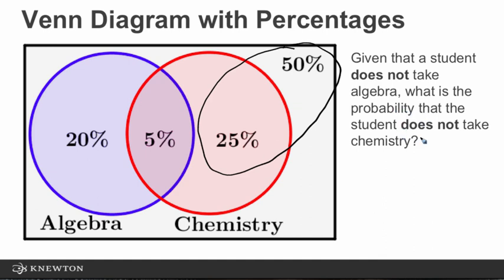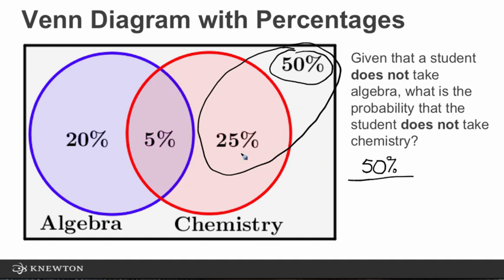We want to know the probability that the student does not take chemistry. Well, the 25% here are the people who took chemistry. The 50% up here are the people that did not take chemistry from within that sample space. Now you have to be careful here because you might be tempted to just put 50% because that's a percentage, that's a probability. But remember that we have a limited sample space here. Our sample space is limited to these two numbers, the numbers that are outside of the algebra circle. And so what we really want is that 50% in the numerator divided by the total.